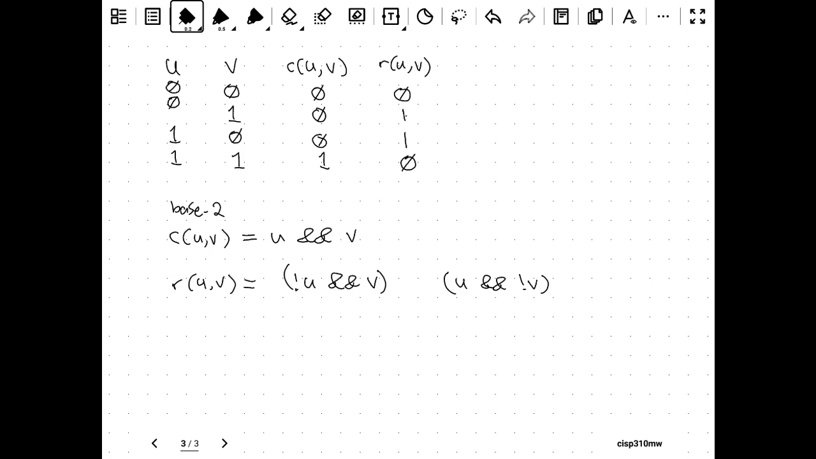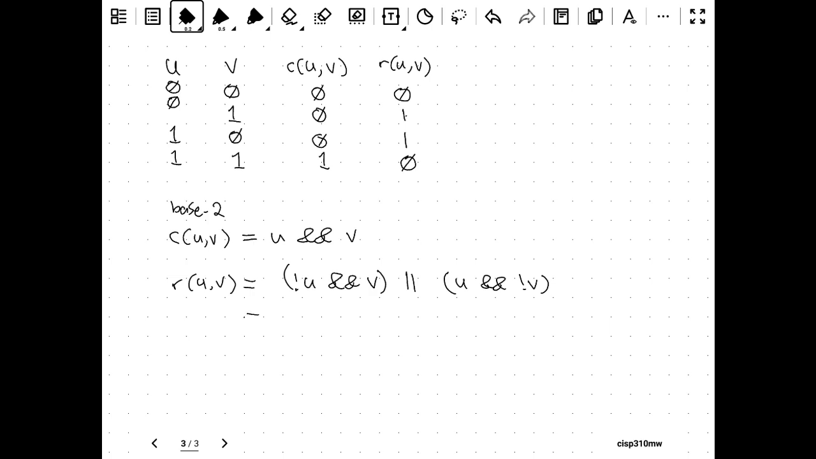Using an OR, very good. Okay, so we stick an OR here. Then we have a way to express how R of UV can be calculated, but only in base 2. These will never work in other bases, but in base 2, they do work out.